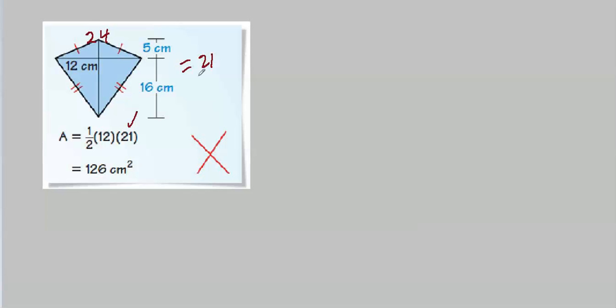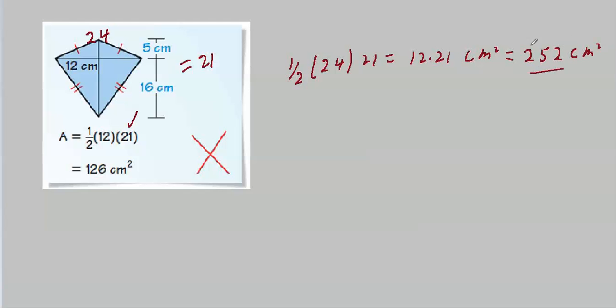That means that he should have put 24 in here. So the right answer would be 1/2 times 24 times 21. Well, we can just divide and call that 12 times 21. Square centimeters, of course, or centimeters squared. So in the end, the correct answer is 252 square centimeters, not this one.